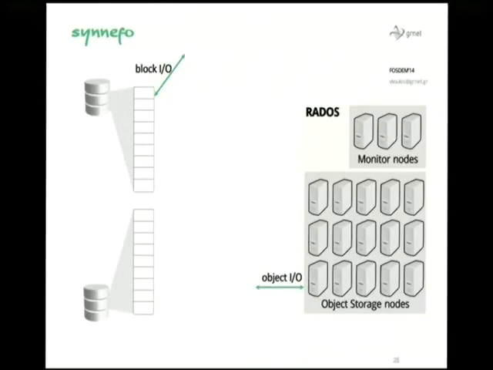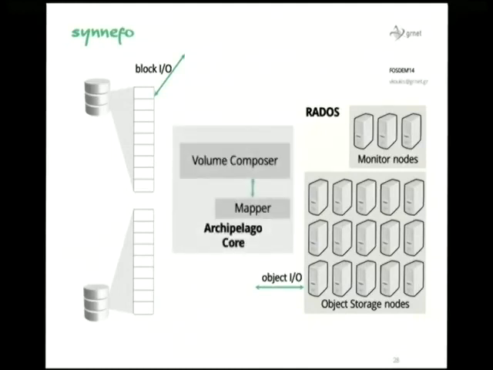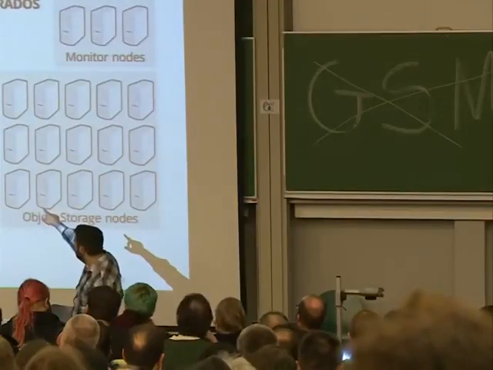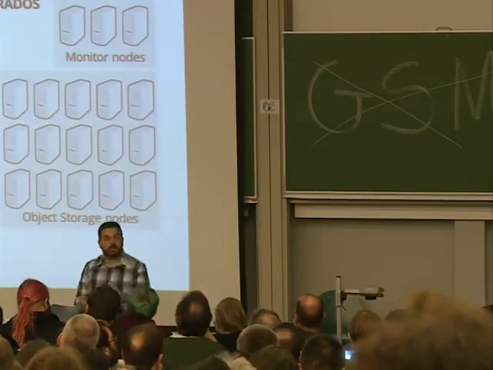How do we translate from VMs writing individual block numbers, to actual storage on named blocks? In the middle is the Archipelago core. It knows the map behind every resource. The volume composer will receive the block request, translate it, and give it to the backend.